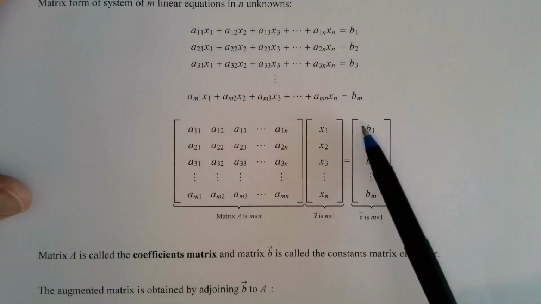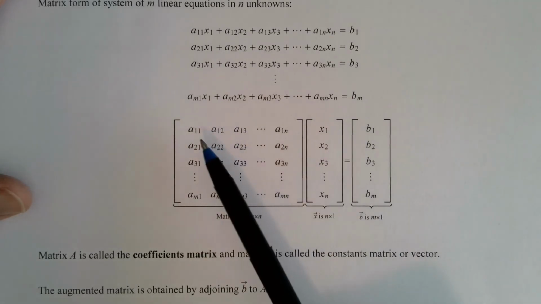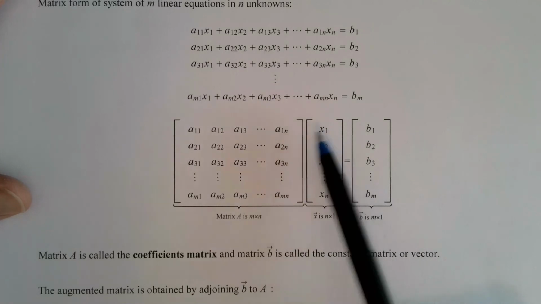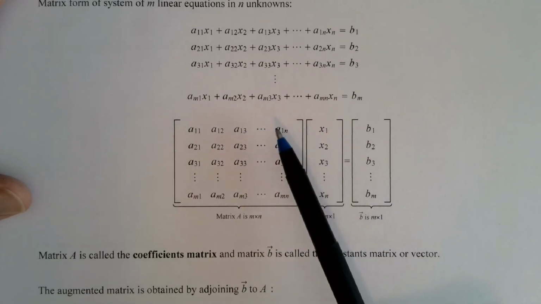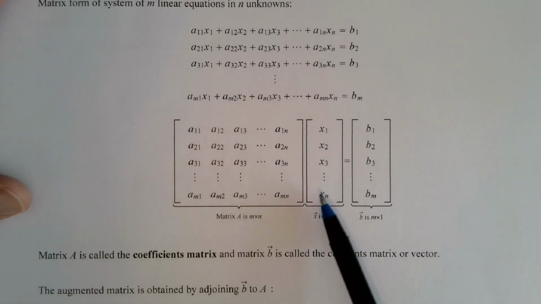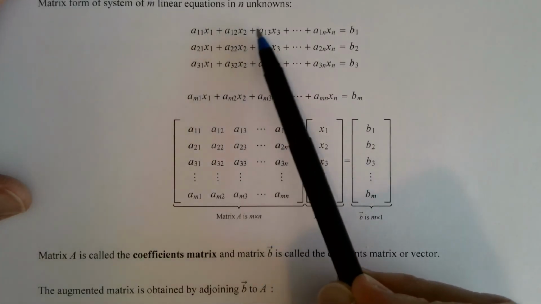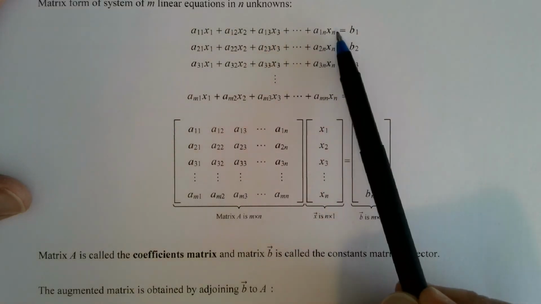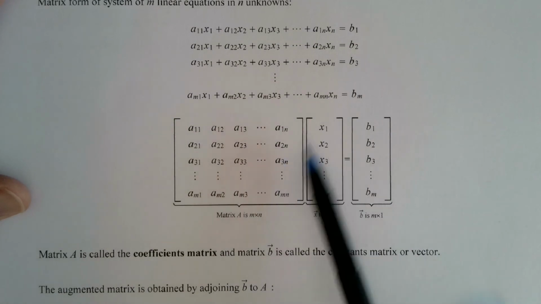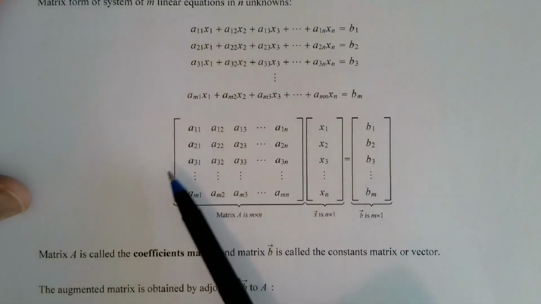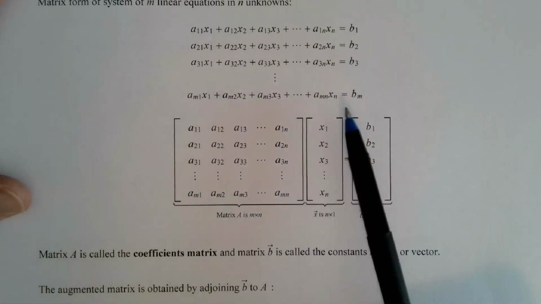So what's this first entry here? It's going to be this first row dotted with this column. What's that? A11 times x1 plus A12 times x2 plus A13 times x3 and so on, plus A1n times xn, right? That is exactly what we have here. This is the dot product of that first row and that column, right? Equals what? B1. And then the second row dotted with this column gives me the second equation. Third row dotted with this column gives me the third equation, and so on.